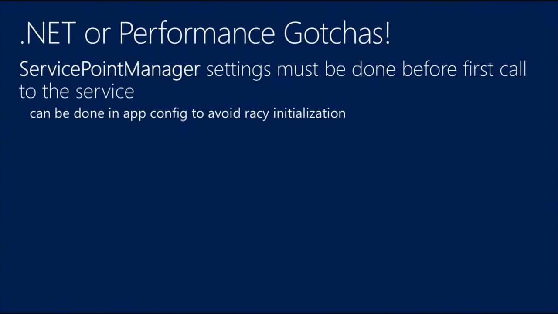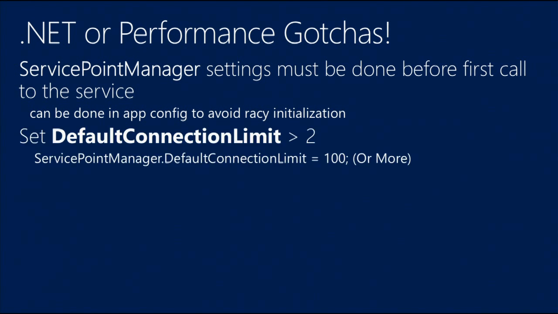So first line of your application, or even in the app config, if you want to avoid some sort of racy initialization, set those right at the top. The default connection limit in .NET is 2. For scale apps, this does not make sense.